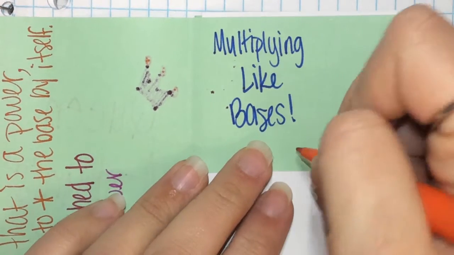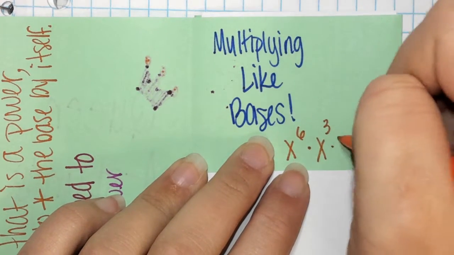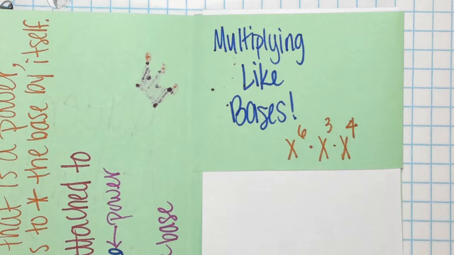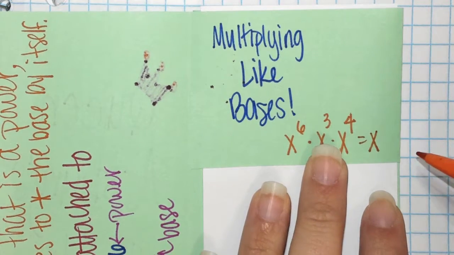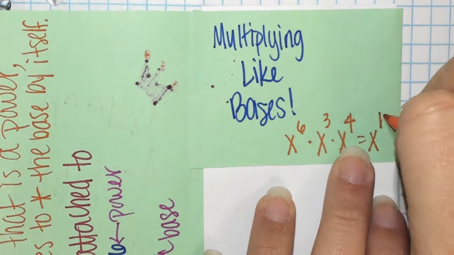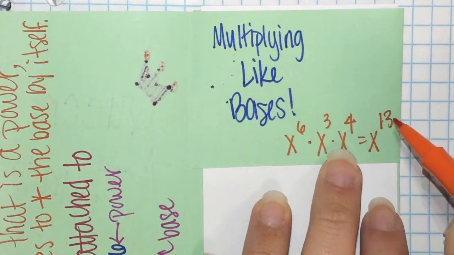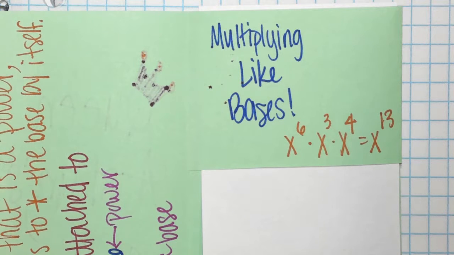So like if I said x to the 6th times x cubed times x to the 4th. All of those are like bases. So you add all those numbers together. And what's 3 plus 6 plus 4? 6 plus 4 is 10 plus 3 is 13. Always try to get to 10 first when you're adding or subtracting.